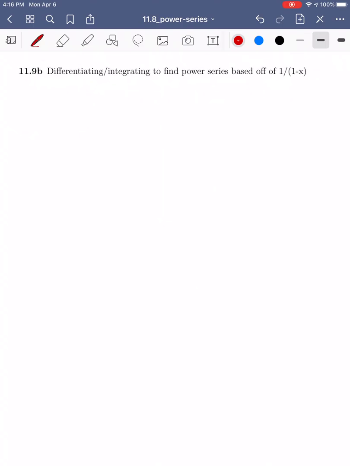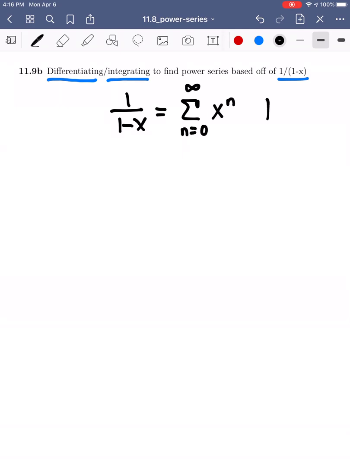Okay, here what we're going to do is take our power series friend for 1 over 1 minus x and play around by integrating and differentiating it to get other power series as well. So just remember, our power series for the function 1 over 1 minus x was the power series from n equals 0 to infinity of just x to the n. And this was true when x is less than 1 in absolute value.